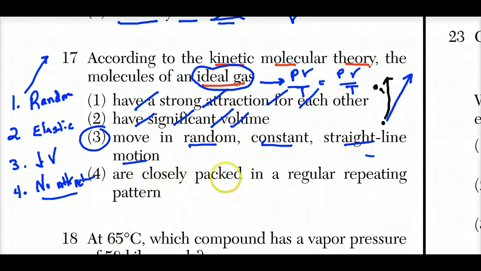Number 4, closely packed in a regular repeating pattern. This outlines a solid. Solids are not gases. So 17 is 3.